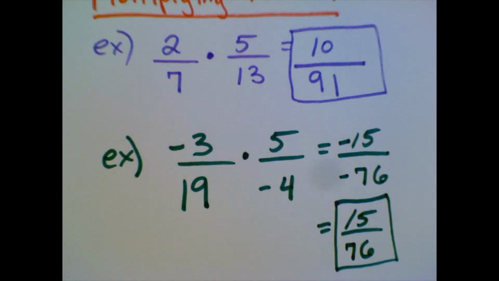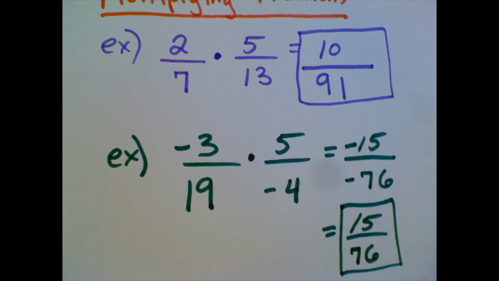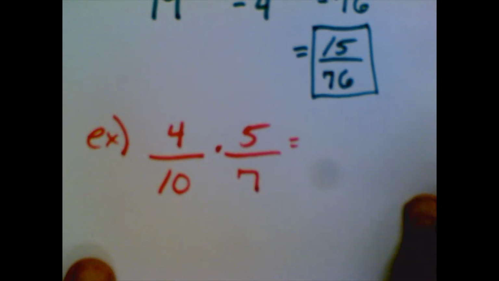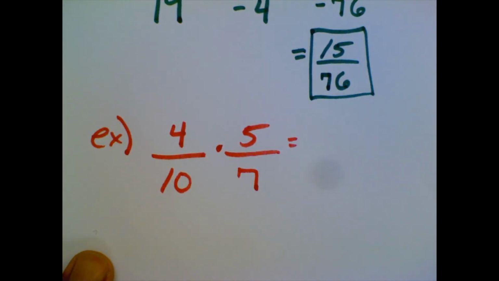Let me scoot that up for you. Okay. Sometimes for multiplication, you can simplify first. For example, what you want to do is look for common factors. Let's say we had 4 tenths times 5 sevenths. Okay, and let me show you that. So there's 4 tenths times 5 sevenths.